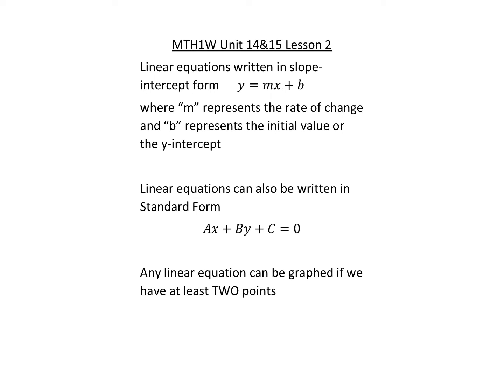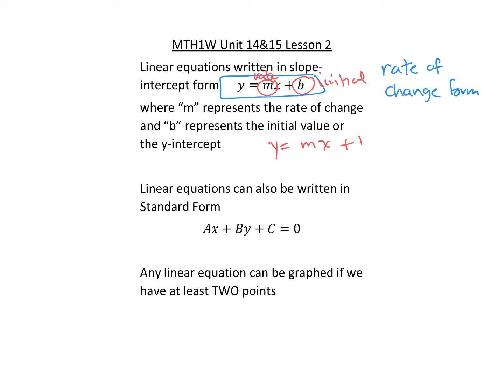Okay, so we've looked at linear equations written in rate of change form, which is sometimes called slope-intercept form. So rate of change form we know is y equals mx plus b, where we've talked about m being the rate and b being the initial value. Sometimes this is called slope-intercept form because the rate is also the slope of the line.